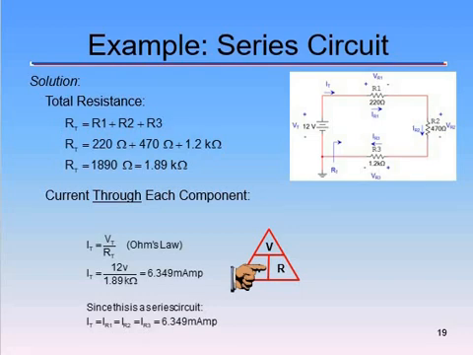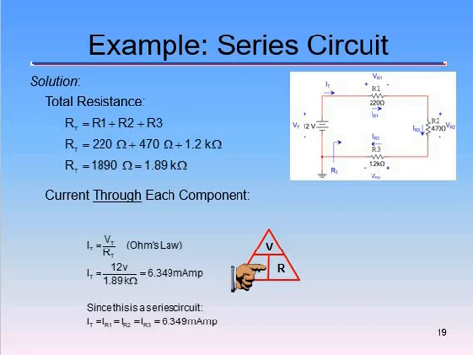Okay? So we're going to use R1 plus R2 plus R3. So then we just take those. Alright, 220 plus 470 plus 1.2 kiloohms. Please remember that 1.2 kiloohms is 1200 ohms. You need to put everything in its base unit. So don't say 220 plus 470 plus 1.2. You will be wrong. You need to do 220 plus 470 plus 1200.